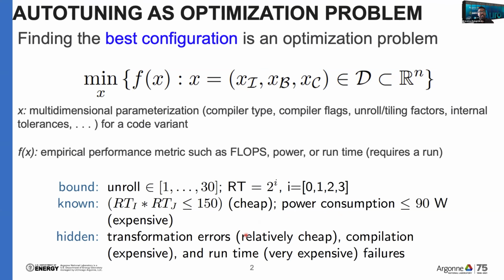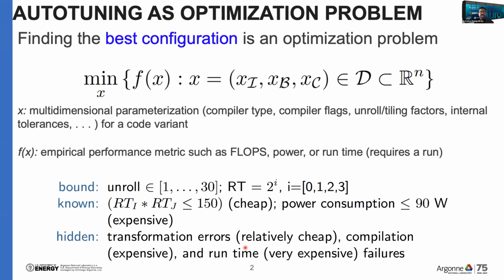The third class is hidden constraints, which often happen with respect to transformation errors, compilation errors, or runtime errors, right? When we take the code and transform it according to a particular input configuration, the code can be invalid, right? It can say there is a bug in the transformation, or the transformation is not valid, or it just throws an error. Again, in this case, we can capture that. It's relatively cheap.